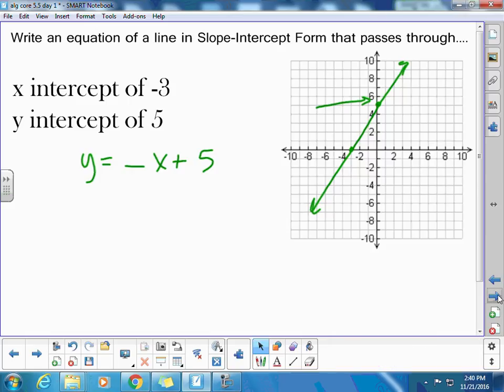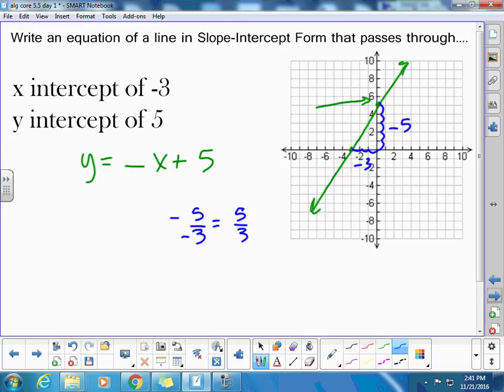Well, I have 2 points, so I'm just going to count my slope. So I go down 1, 2, 3, 4, 5. Left 1, 2, 3. If I go down 5 and left 3, those are both negatives. So rise over run, which equals 5 over 3. So it's just y equals 5/3 x plus 5.